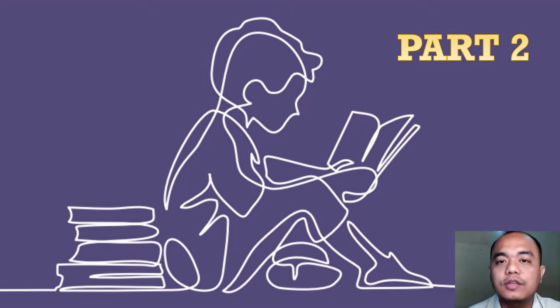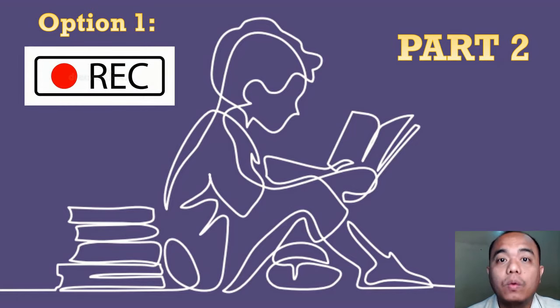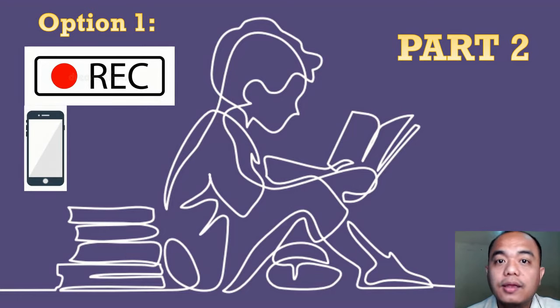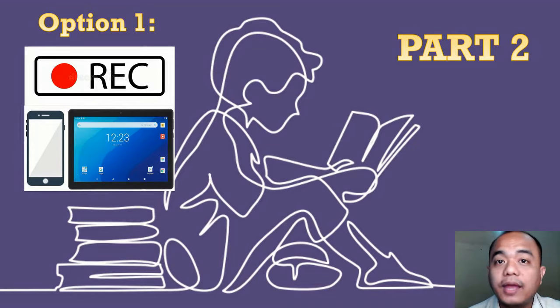Let's have first option number 1. What to do? You record while you read the selections. You record using a cell phone, tablet, or any gadgets available at home. Okay? You record while you are reading the selection.